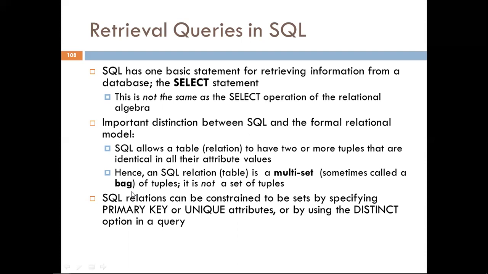If we enforce a primary key or a unique key, then all the attributes of any two rows will not be the same. At least there will be a difference in one of the attributes, which happens to be a primary key or a unique key. Then the data present in that particular table will become a set. So it is called a multi-set, or sometimes a multi-set of tuples. We will not call it a set of tuples, but a multi-set, because it can be a set or a bag.